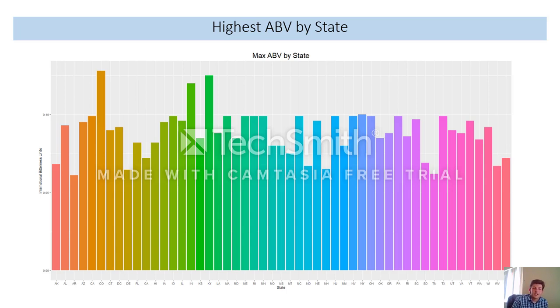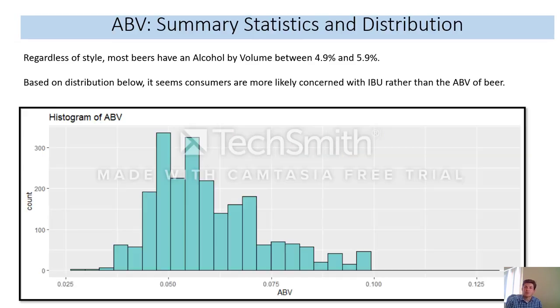This is all very conflicting data in terms of what consumer preferences are, right? So we wanted to look at the alcoholic concentration of all the beers. Regardless of the style of beer, we see that most beers have an alcoholic concentration between 4.9% and 5.9%. So generally, it seems that consumers are more concerned with the bitterness of the beer rather than the ABV of the beer.